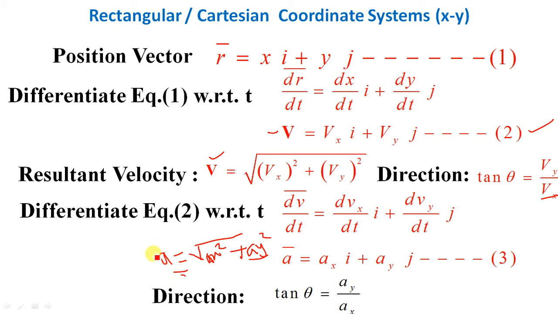In order to find out the direction of that acceleration with respect to x, tan theta is equal to ay upon ax will give you the direction of acceleration. So my dear friends, you just have to remember these formulas in order to find out the velocity and direction, as well as acceleration and its direction if the position vector is given.